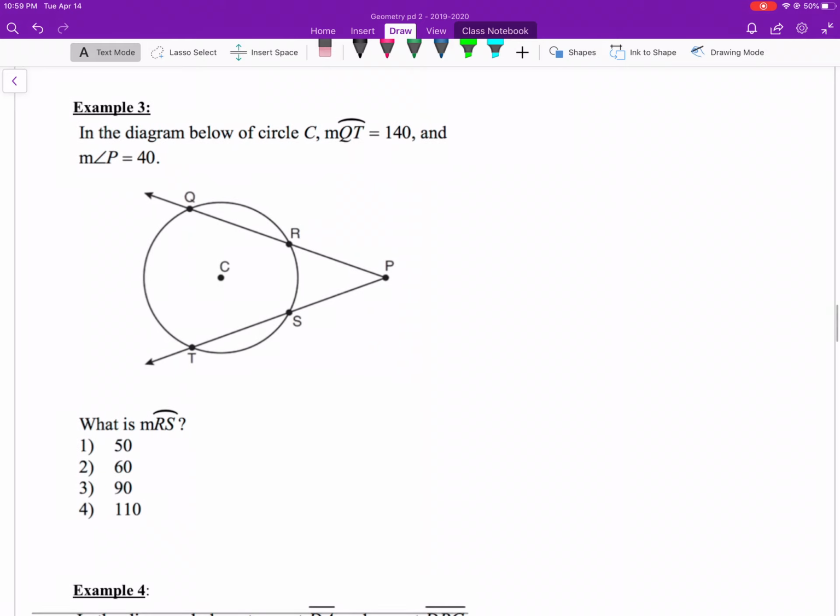Example 3. In the diagram below of circle C, the measure of arc QT is 140. As I read, I'd like to fill in right away. I suggest you do the same. Alright, so our arc is 140. And the measure of angle P, that's in the exterior, is 40 degrees. What is the measure of arc RS?